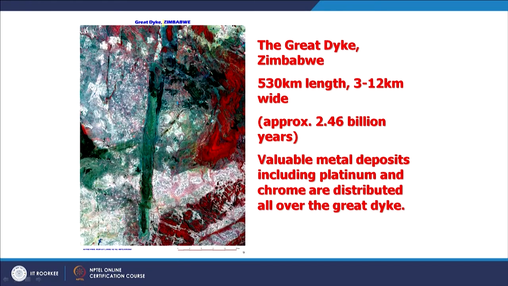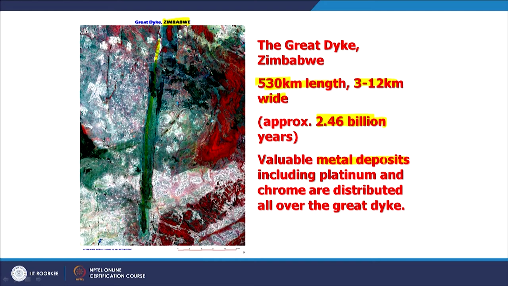Now I have one more image, the Great Dike, a very world famous geological feature of Zimbabwe, which runs 530 kilometers long and 3 to 12 kilometers wide. This dike, which you are seeing in the center of this image, and of course the age and other things cannot be determined from the images, but this information is coming from elsewhere: that it is 2.46 billion years old. But the important point here is that if we can identify such very old dikes, there are chances of finding mineral deposits, and valuable mineral deposits have been searched for in this part of the world, in Zimbabwe. So these structures are important.